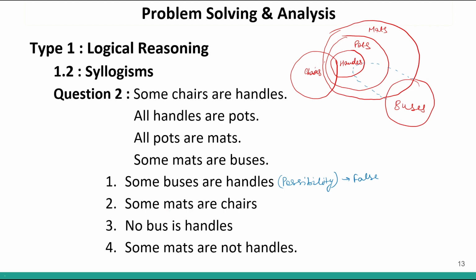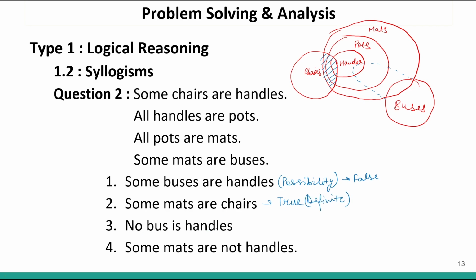Some mats are chairs. So if you see here, mats and chairs, if you look at this portion, this is the overlapping portion between mats and chairs. So this is definitely true. Why? Because this is definite.